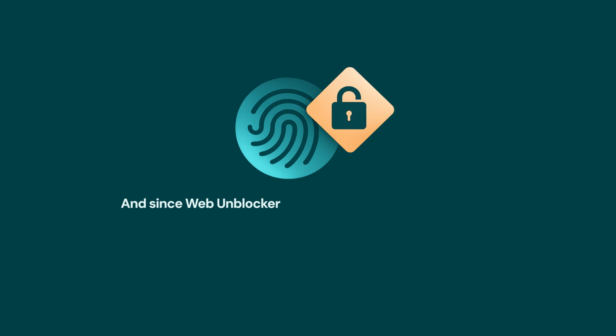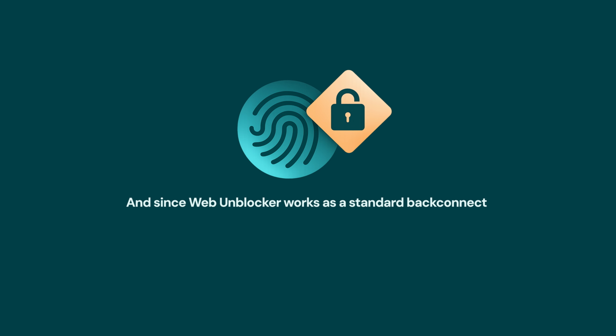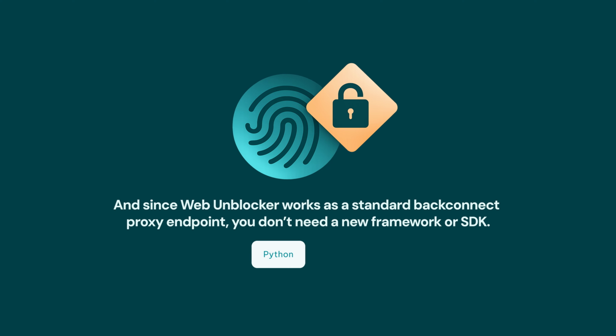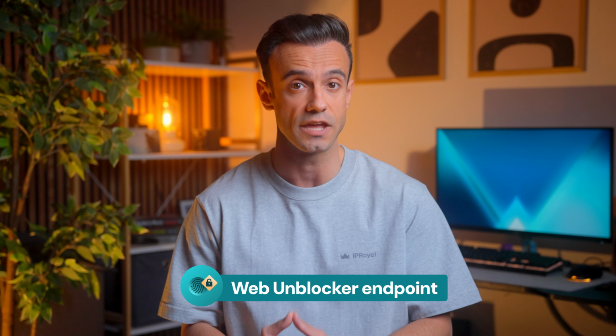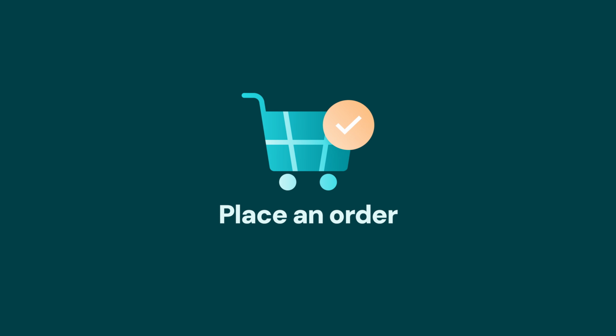And since Web Unblocker works as a standard back-connect proxy endpoint, you don't need a new framework or SDK. It works with any language: Python, Curl, Node, JavaScript, PHP, Java, C#, and Go, so you can plug it directly into an existing scraper. All you need to do is replace your existing proxy endpoint with the Web Unblocker endpoint, and you're all set. But before I show you exactly how to use IPRoyal's Web Unblocker to scrape a protected website, we'll first need to place an order.